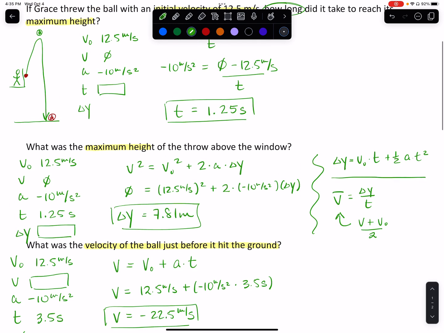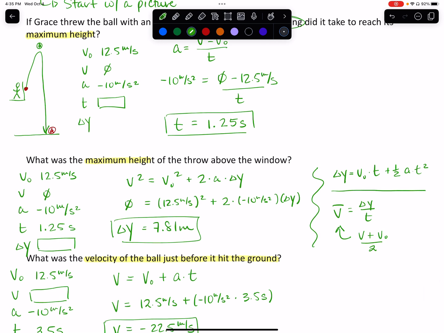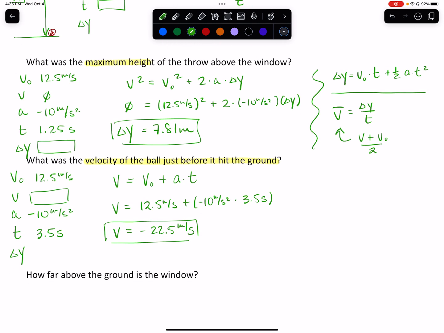If I ask myself if that's reasonable, if I go back up to my picture and draw a line right across my motion, when the ball passes Grace, it should be moving at a velocity of negative 12.5 meters per second. That means as it continues to fall past Grace, it should continue to speed up, and our final velocity is greater than that velocity. So this is a reasonable answer.